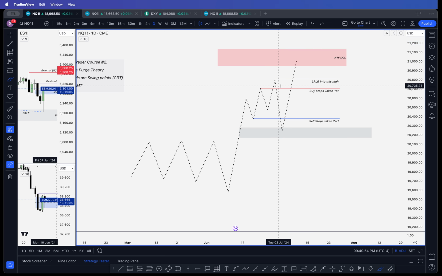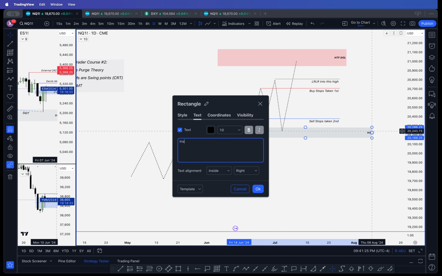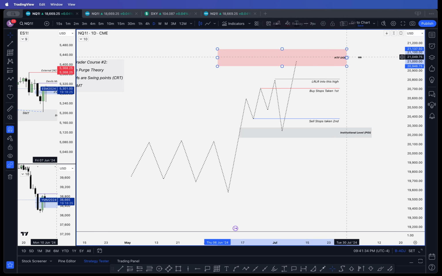In which case we might not expect a double purge, but simply an ICT 2022 model that looks something like this. This is the exact opposite of the 2022 model, which would look like this. Higher time frame liquidity sweep, break of structure lower, retracement into inefficiency, continuation lower. So these two mechanisms of price delivery are in diametric opposition, and the 2022 model, where it will succeed, will fail when we have this setup, with an institutional level, which we refer to as a point of interest, and then a higher time frame draw on liquidity.